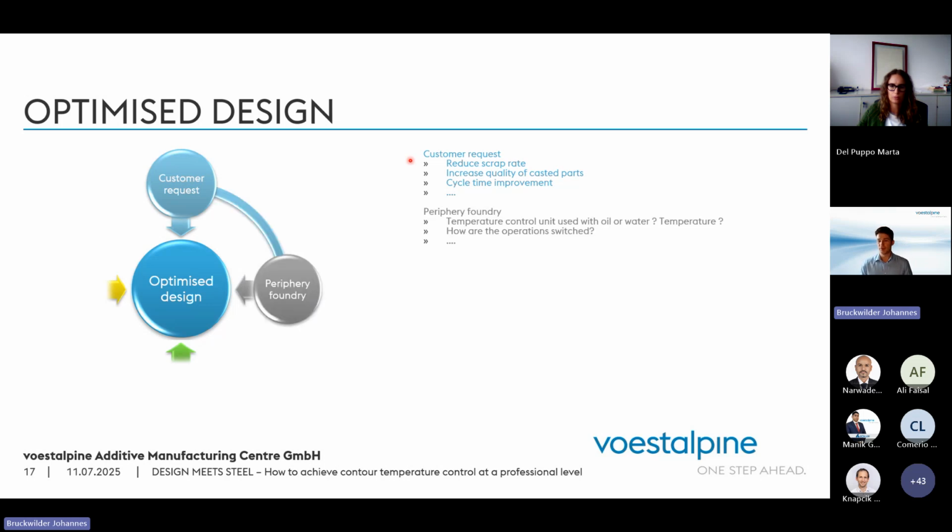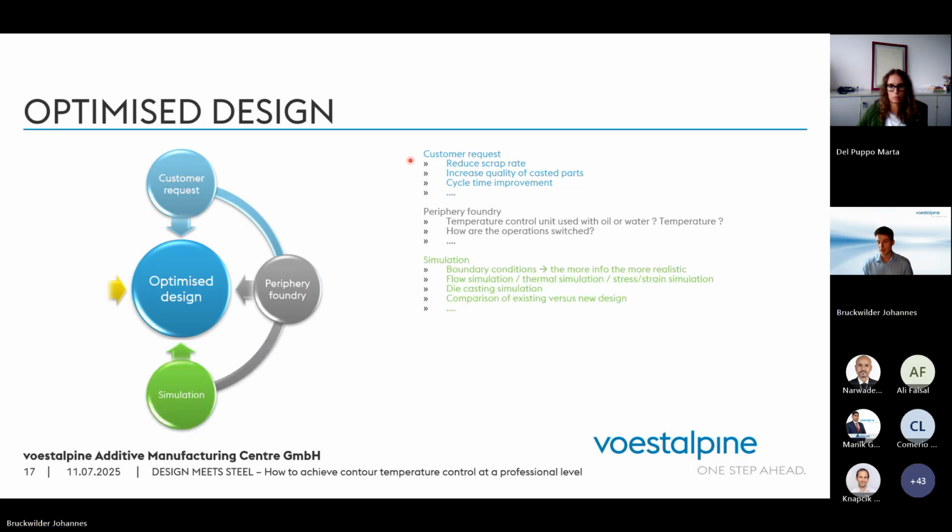Then, how does the periphery look in the foundry? It's important to take that into account. Do you use oil or water? At which temperature? How are they connected in the operations? All of this is very important that you have. Then we can go into the simulation. The more data you provide, the better the simulation results will be.